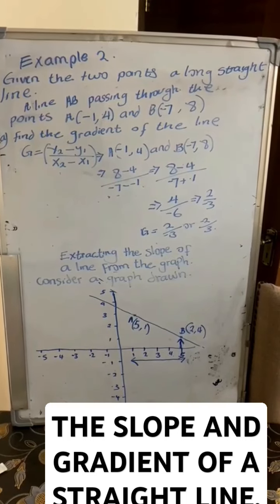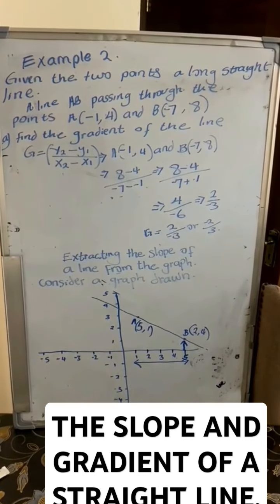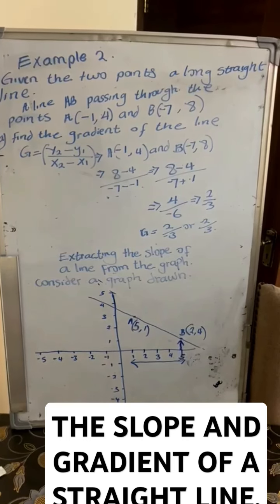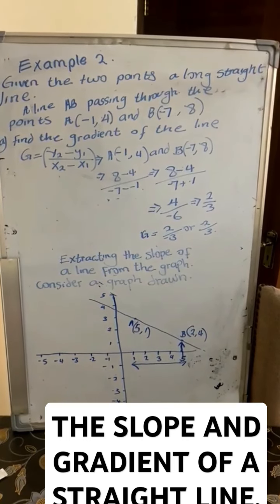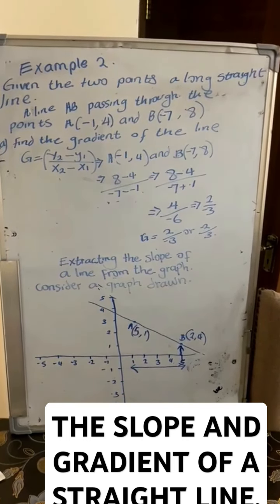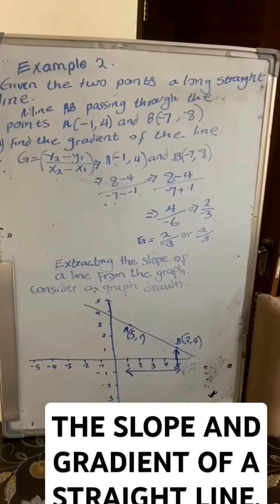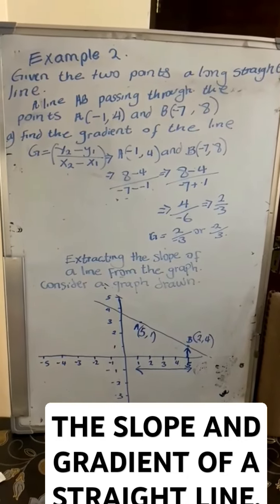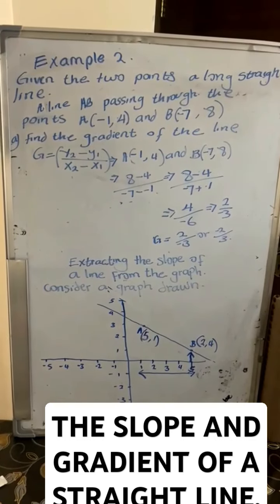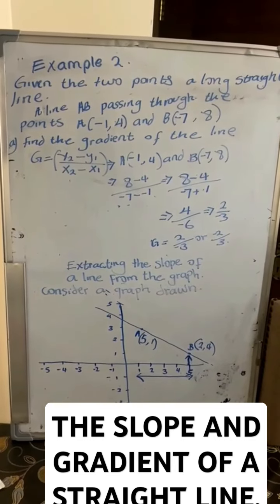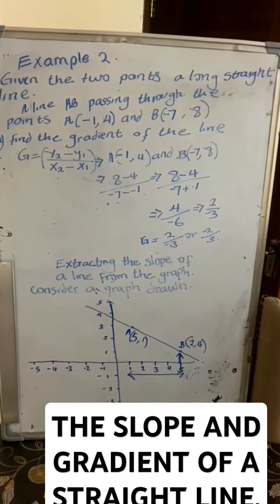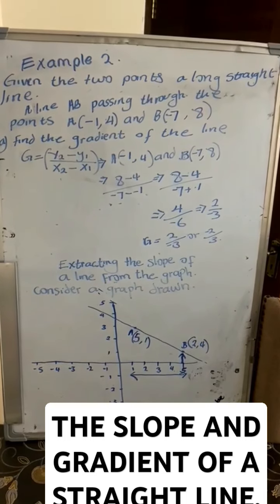As we have already seen, the gradient of the line is the rise along the vertical axis against the displacement along the horizontal axis. That is to say, change in y over change in x. That is, gradient equals y2 minus y1 all over x2 minus x1.